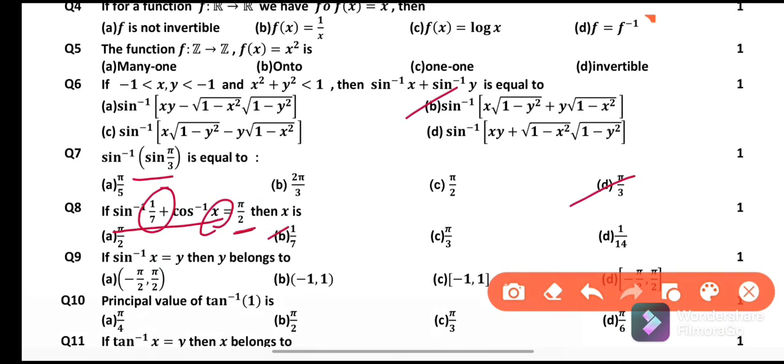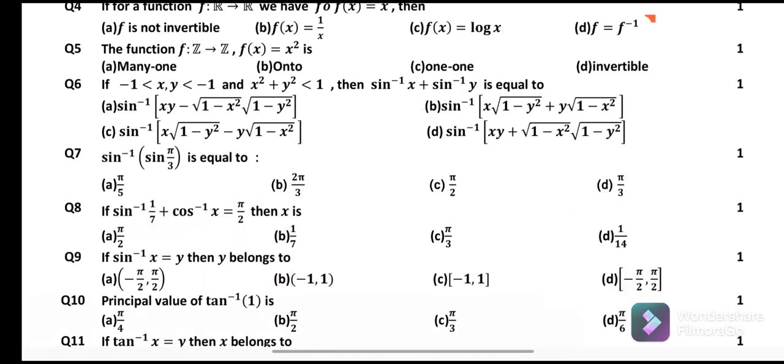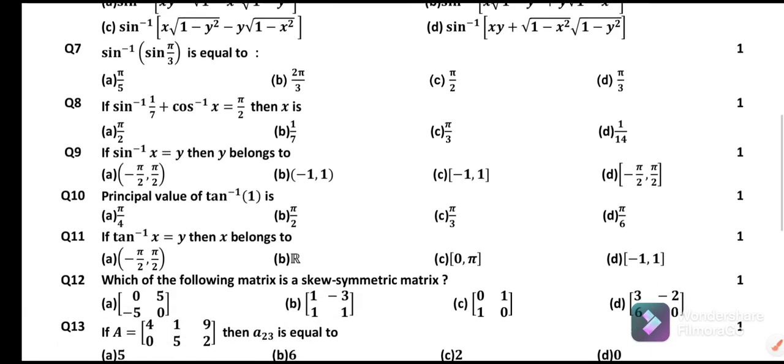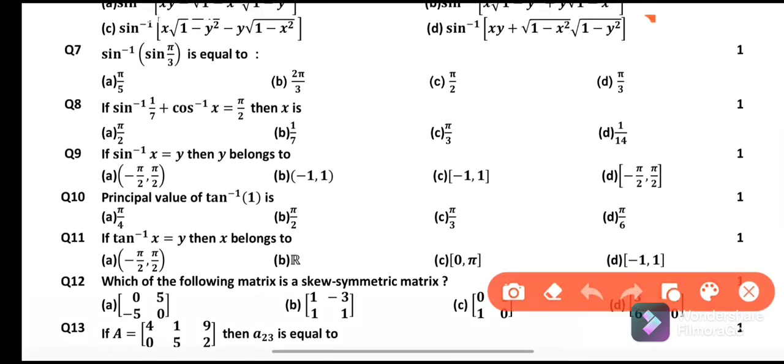Next, if sin inverse x is equal to y, then y belongs to minus pi by 2 to pi by 2, closed interval. Next, principal value of tan inverse 1 is, very simple question, pi by 4. If tan inverse x is equal to y, then x belongs to R, real numbers.